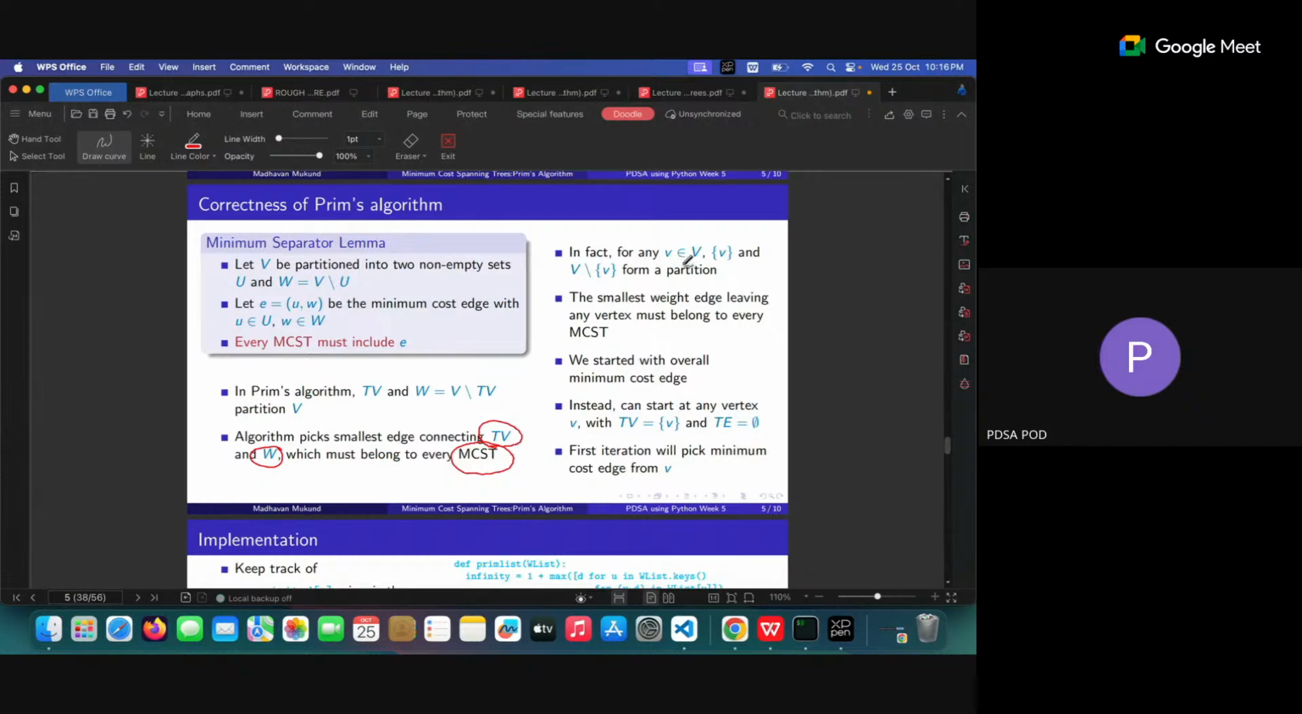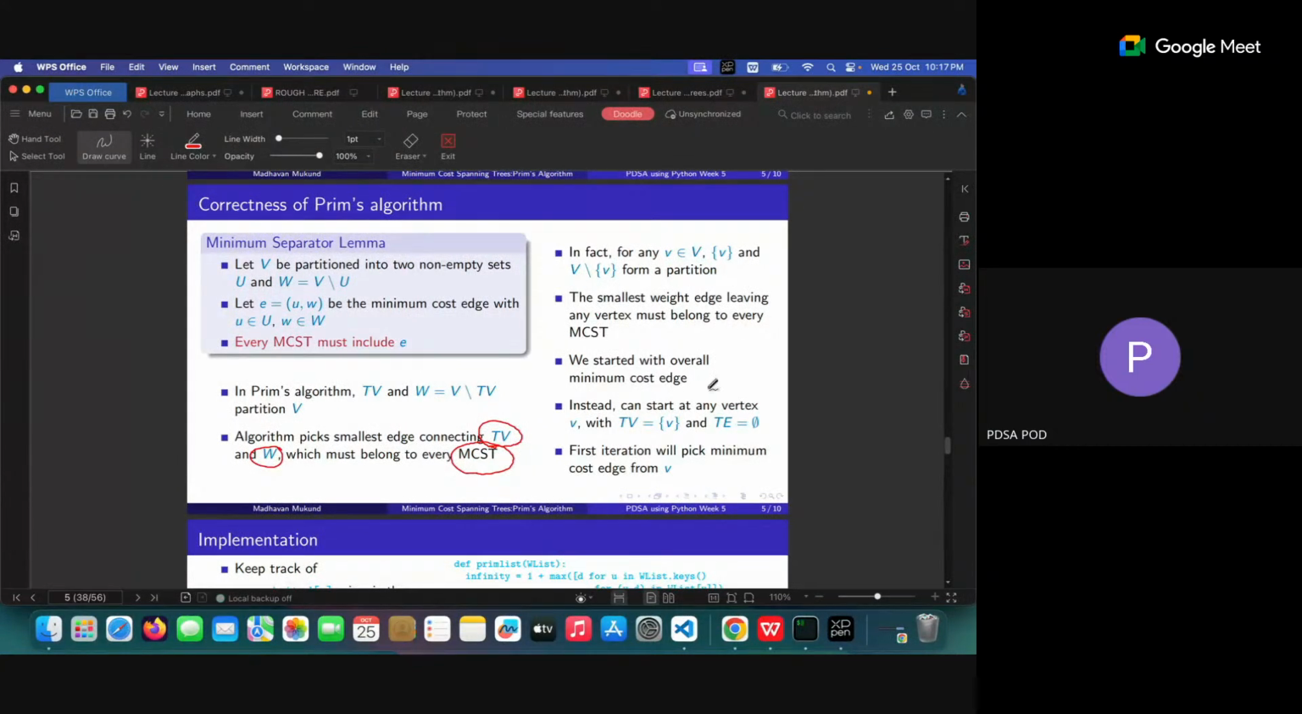So in fact, V belongs to the capital V, which is the set of vertices. Every time we are getting a partition. The smallest weighted edge leaving the set of vertices must belong to the MCST. When an edge is leaving the actual set of vertices, it is added to the MCST, getting out from the capital V and adding into the MCST.